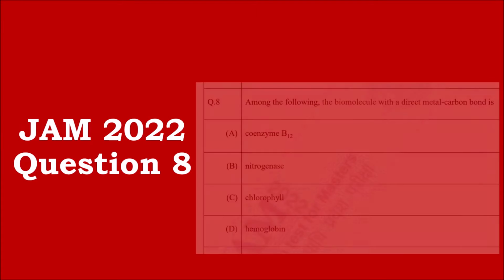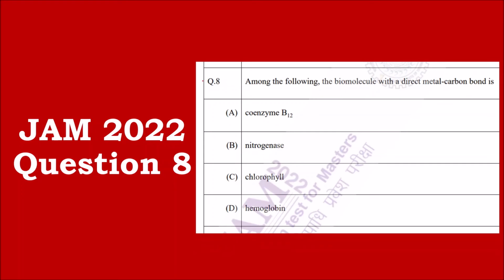So in today's video we are going to solve the 8th question. Let us first read the question. Among the following, a biomolecule with a direct metal carbon bond is. So this is from which chapter? From Bio-inorganic chemistry. This is asked from Bio-inorganic chemistry.